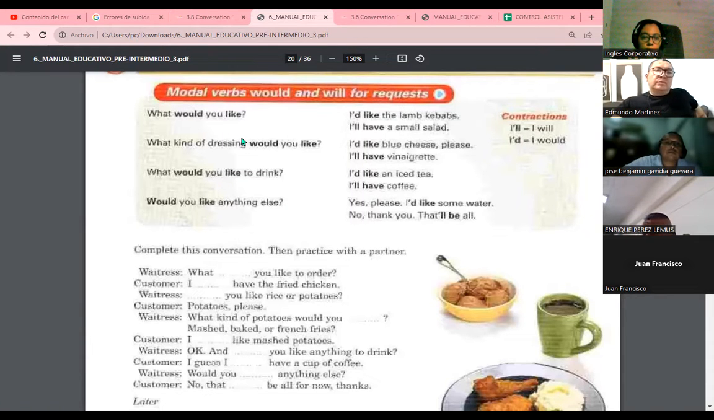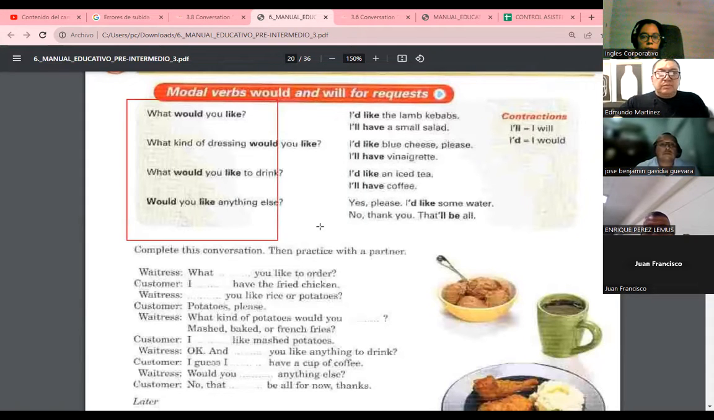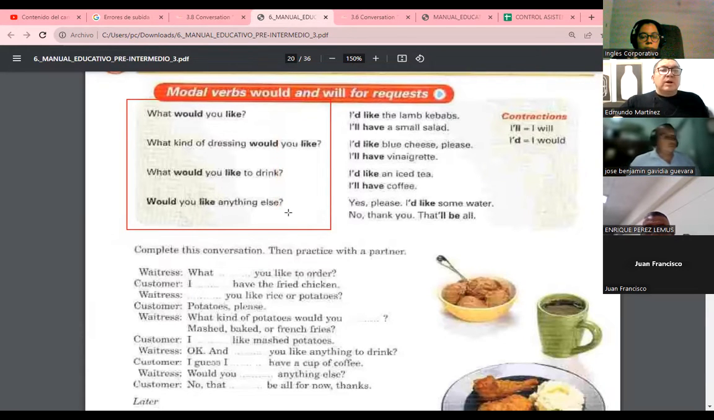Necesito un volunteer to read this part, que me lea este ejemplo. Ya le voy a poner en pantalla lo que va a leer. Ok, Edmundo, please. What would you like? What kind of dressing would you like? What would you like to drink? Would you like anything else? Okay, excellent. Muy bien.